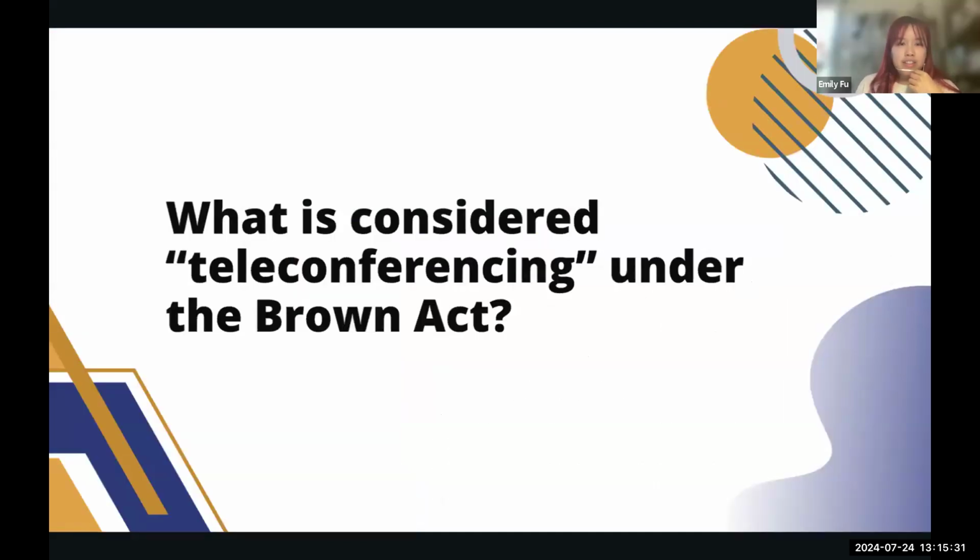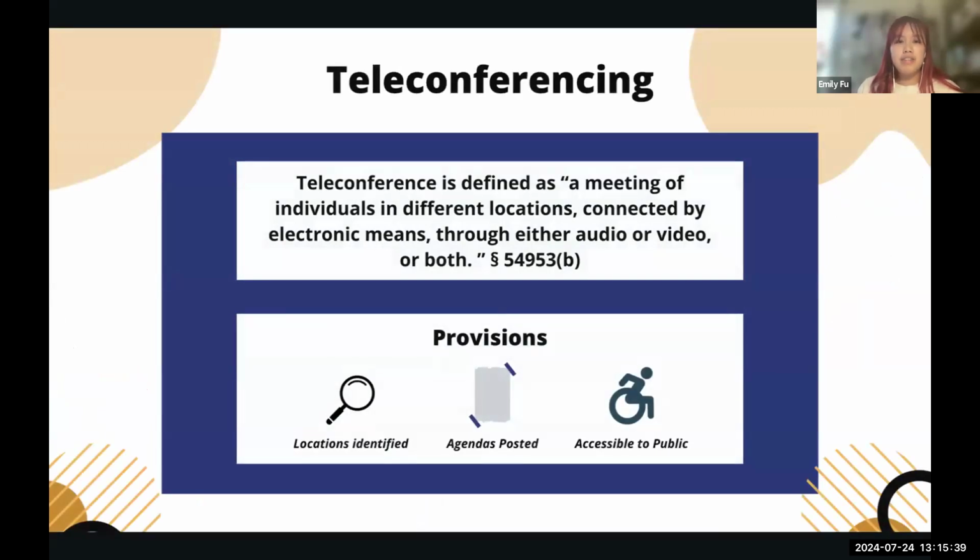So what is considered teleconferencing under the Brown Act? Teleconferencing is defined as a meeting of individuals in different locations connected by electronic means, either through audio or video or both. So this is almost every single meeting held within the SSCCC, because everyone is in different locations. Some people are in NorCal, some people are in SoCal, and we want to make sure that we follow the rules for teleconferencing, which is that everyone who is a voting member has to have their address sent to the chair and posted 72 hours in advance, and we also have to make sure that it's accessible to the public. So if your location is on a second floor and there's no elevator, that's not accessible to the public, because there's no way for them to go upstairs. And I'll pass it back to Nick.